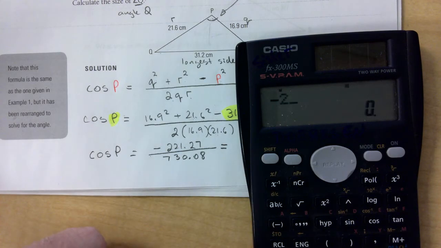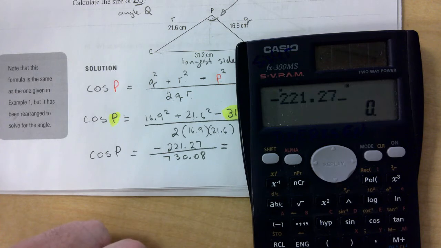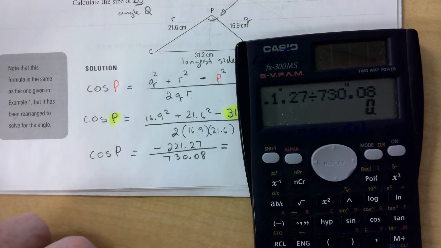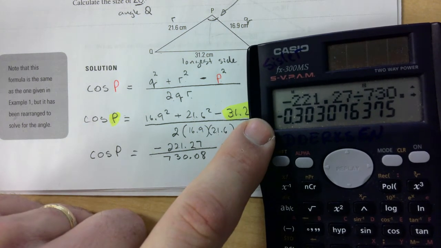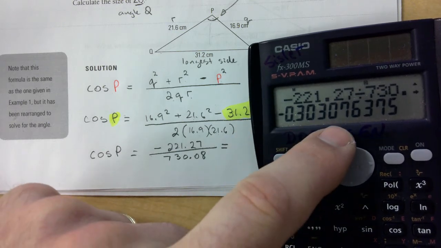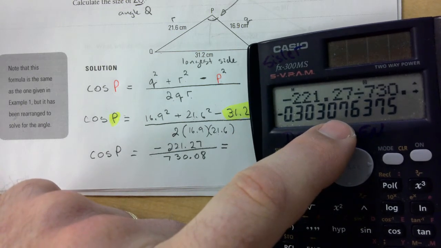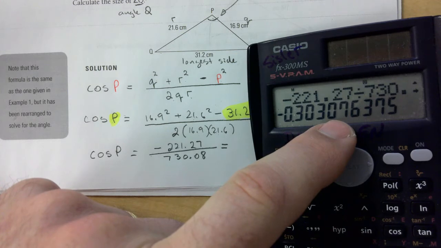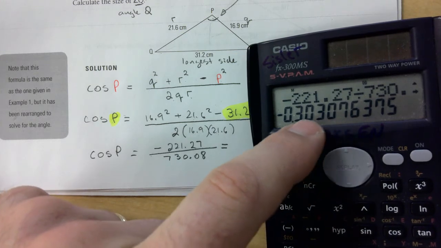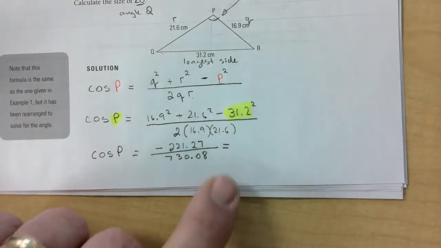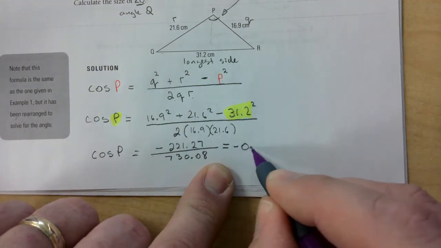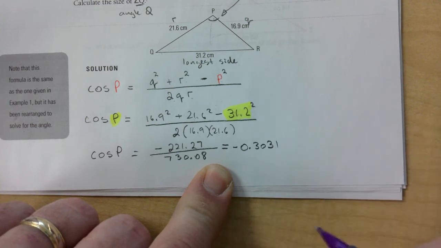Negative 221.27 divided by 730.08. And you get, don't drop the negative. It's negative 0.3031. We use 4 decimals, just like we did with sine law, right? At least 4 decimals. So 3031, this rounds to like that.